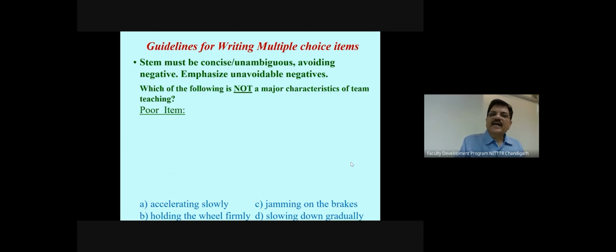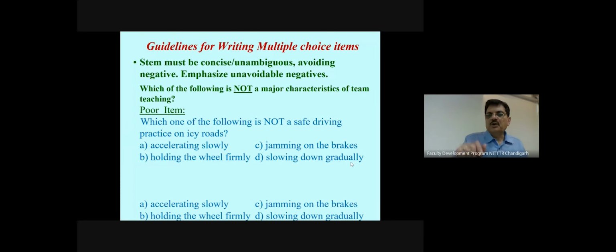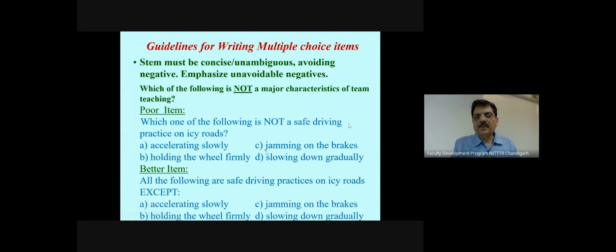STEM must be concise, unambiguous, avoiding negative, and emphasize unavoidable negative. Which of the following is not a characteristic of team teaching? ये थोड़ा सा पूरा आइटम. Which one of the following is not a safe driving practice on icy road? आपने अवॉइड करना है. अगर नहीं अवॉइडेबल है तो नॉट को बोल्ड करना है. अब यहां पर आप अवॉइड कर सकते हो.